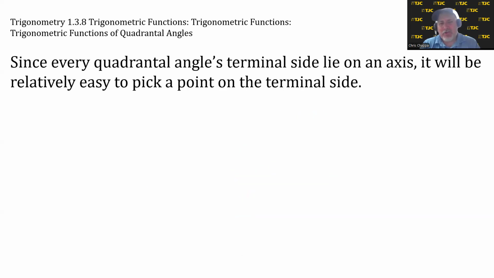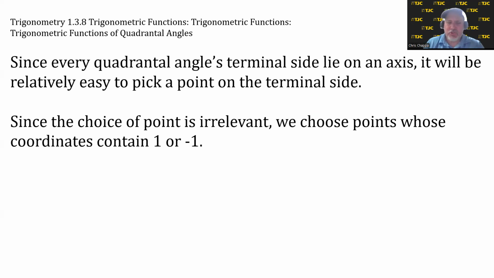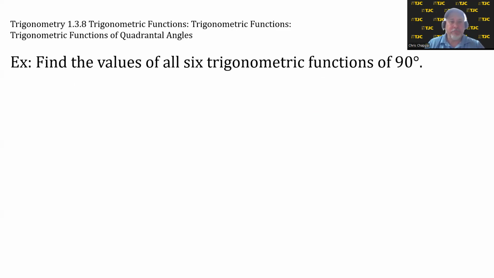Since every quadrantal angle's terminal side lies on an axis, it will be relatively easy to pick a point on the terminal side. Since the choice of points is irrelevant, as we mentioned in the previous video, we choose points whose coordinates contain 1 or -1. For example, find the values of all 6 trigonometric functions of 90 degrees.